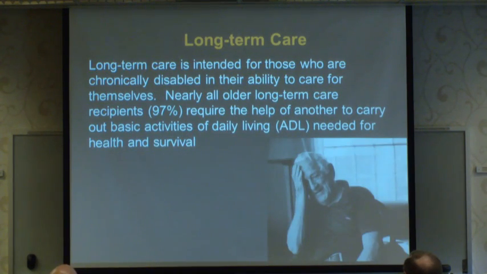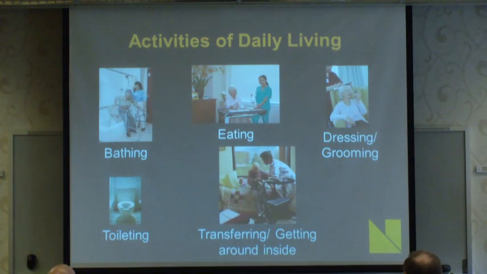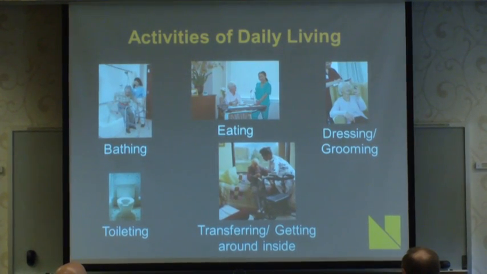So let's talk about long-term care. Who needs long-term care? Well, long-term care is intended for those who are chronically disabled in their ability to care for themselves. Nearly all long-term care recipients, 97%, require the help of another to carry out very basic activities of daily living. What are basic activities of daily living? Bathing, eating, dressing or grooming, toileting, and getting around inside or transferring out of a bed.